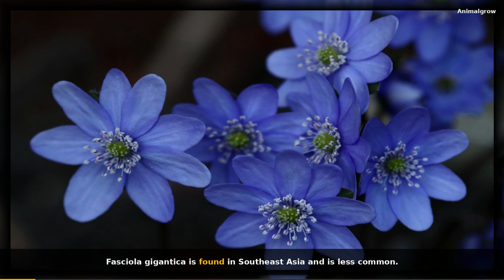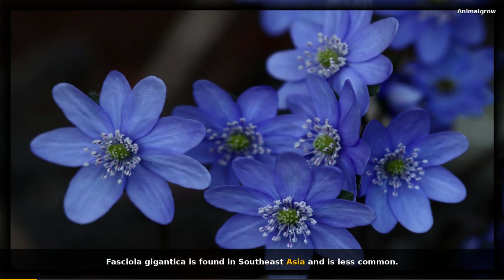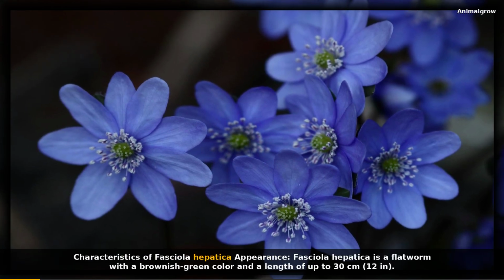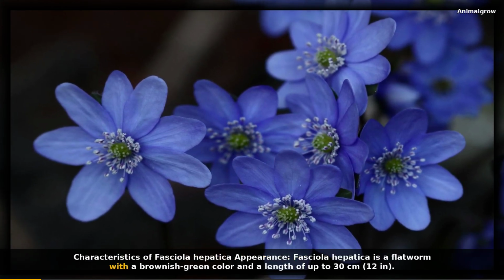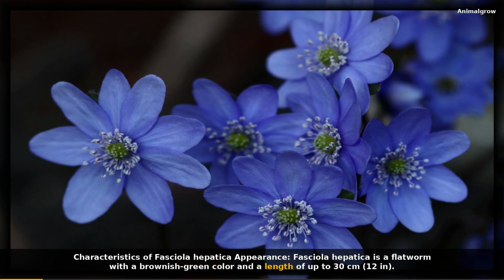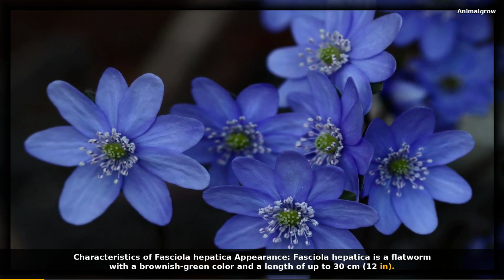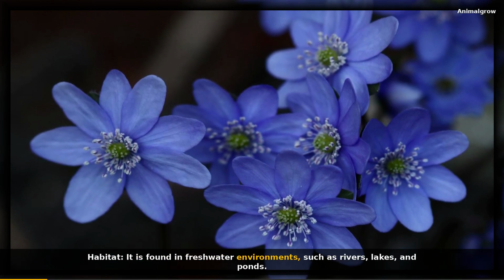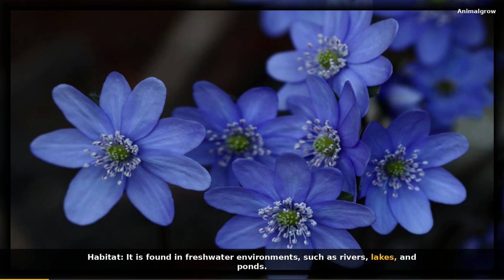Characteristics of Fasciola hepatica. Appearance: Fasciola hepatica is a flatworm with a brownish-green color and a length of up to 30 centimeters, 12 inches. Habitat: it is found in freshwater environments, such as rivers, lakes, and ponds. Hosts: it infects a wide range of hosts, including cattle, sheep, goats, and humans.